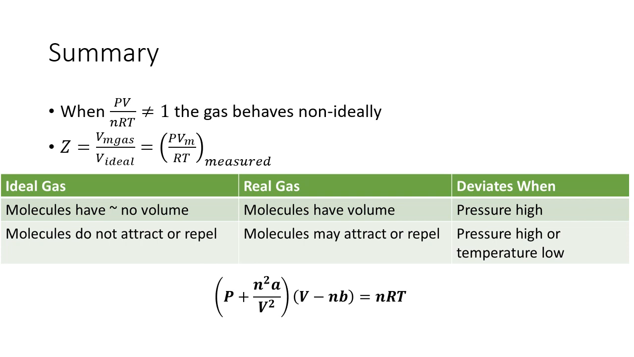Okay, to summarize, when PV over nRT is unequal to 1, the gas is behaving non-ideally. We can describe this using the compressibility factor. So PV over nRT measured is Z. Ideal gases have no volume, and they do not attract or repel, but real gases have volume, and they do have attractive or repulsive forces. The simplest and first equation to deal with real gases versus ideal gases is the van der Waals equation given here. a and b are virial coefficients, which are empirically determined.